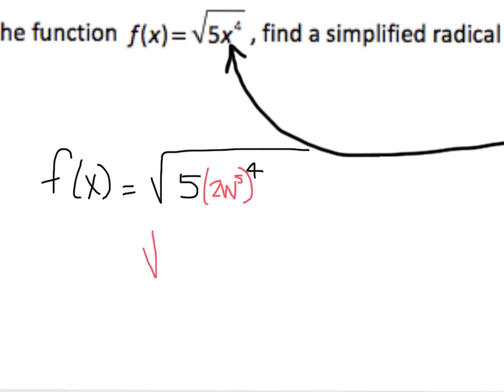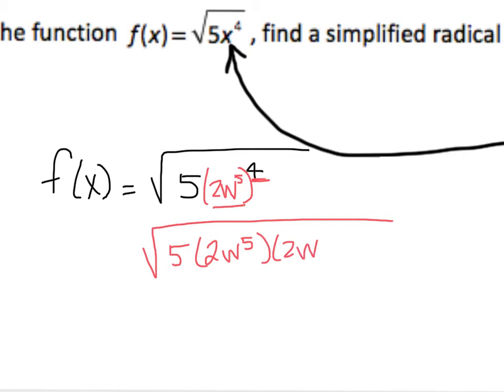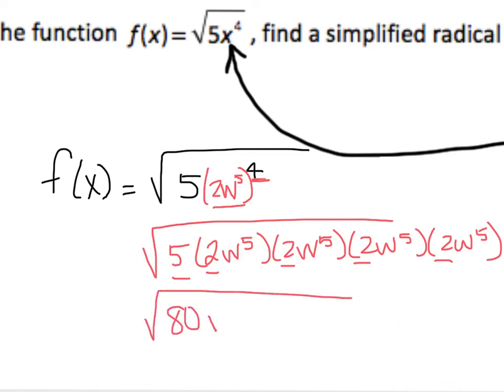Okay, so now again, let's go back to like 2.1. And remember this 4 means I have 2w to the 5th 4 times. So 2w to the 5th. So I'm going to multiply then 5 times 2 times 2 times 2 times 2. That's going to be 80. And then I have W to the 1, 5, 10, 15, 20.